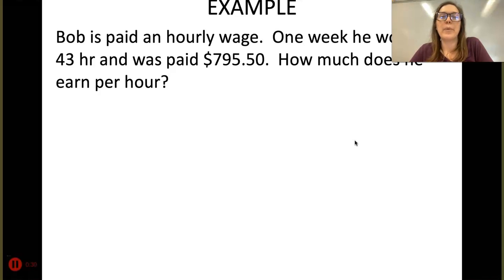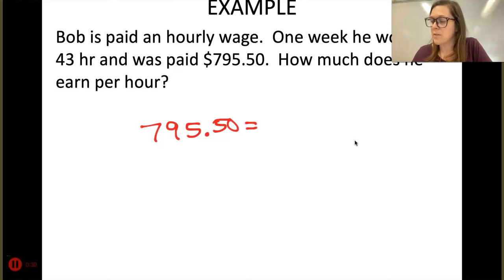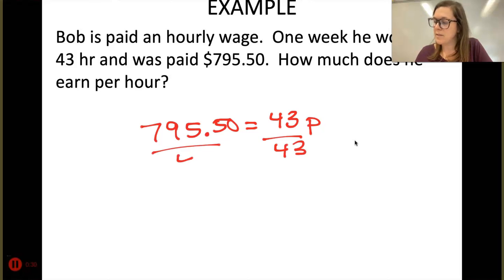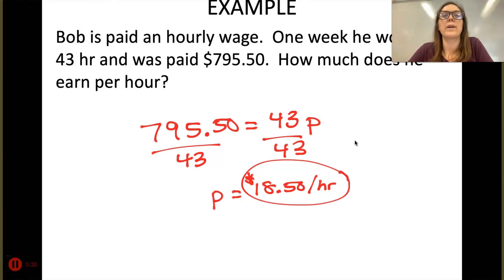It says Bob is paid an hourly wage. One week he worked 43 hours and was paid $795.50. How much does he earn per hour? Okay, so our total amount of $795.50 is equal to the 43 hours we worked times how much we earned per hour. I'm going to use a p for my variable. So when I divide that out, we get our price per hour to be $18.50 per hour. That's how much we're making for our wage.